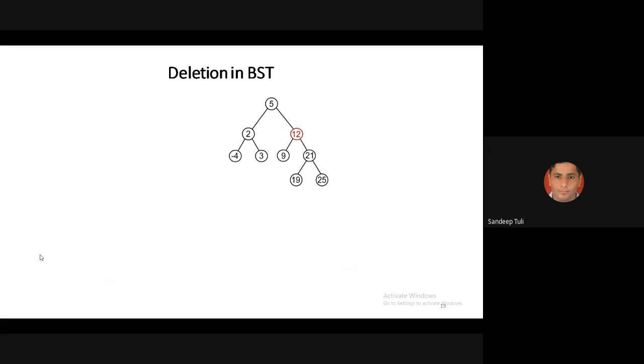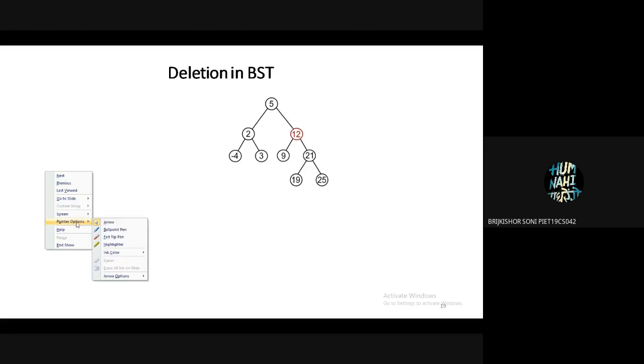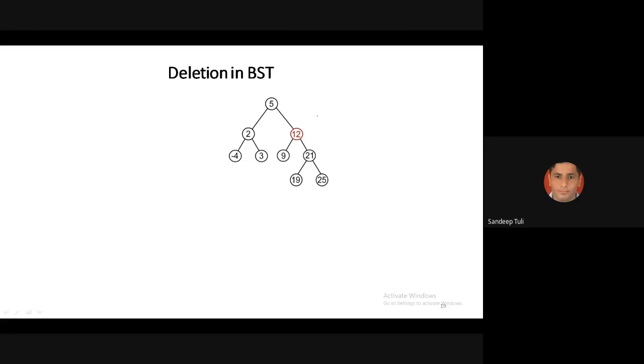So this is deletion case number 3, where we have 2 children of a node. Suppose 12 is to be deleted. I have marked it red. 12 is to be deleted. Is it visible to all now? Yes, sir.